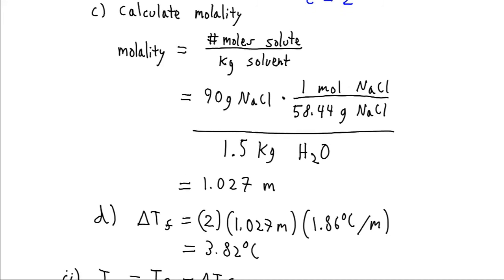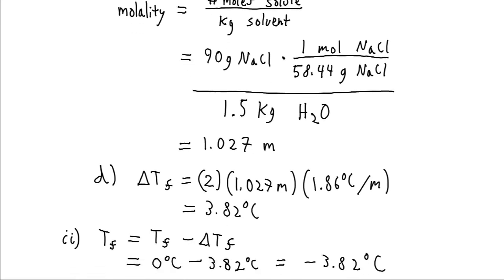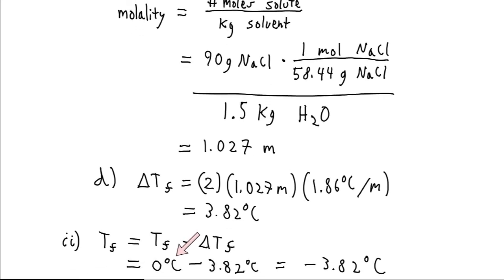Now don't forget the final step here, which is that now we need to apply that change to our original temperature. Now for water, water freezes at 0 degrees Celsius. So we'll take that 0 degrees Celsius and subtract our freezing point depression. And our answer is that now our water is going to freeze at minus 3.82 degrees Celsius.